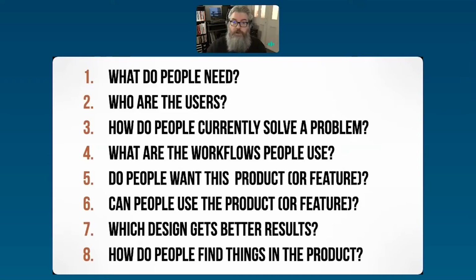Do people want this product or feature? Now we're getting into, would they use something? Then can they use it? We're getting into the actual nuts and bolts of potential usability or task flows or things that are really deep into it. Then you get into things like what design gets better results. Now we're confident about all these other things, and now we can get into the nuts and bolts. And then how do people find things in a product? So we're really getting into something a little bit more granular, because you notice each of these things build on each other. There's a hierarchy here, a way that each question feeds into the one that follows.